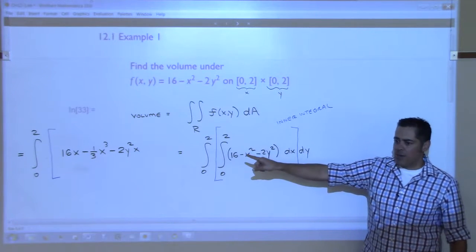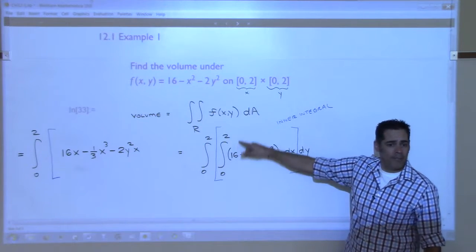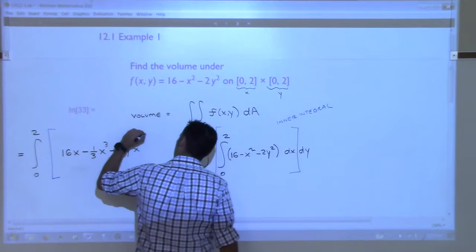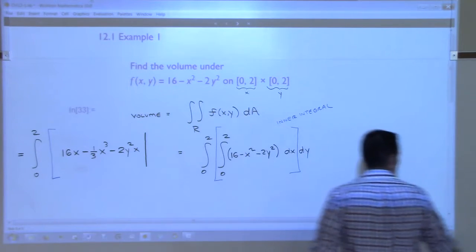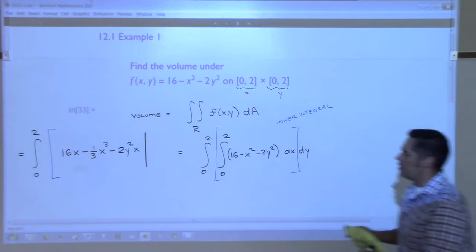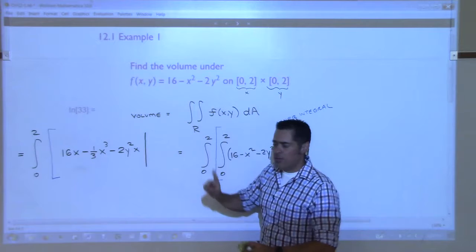Now, that's the antiderivative. But it's a definite integral. It goes from 0 to 2, doesn't it? So now, back from Cal 2, you put this line, I think we call it the evaluation bar or something like that, and then you'd put like 0 here and 2 here, right? Now I'm going to do this a little different.